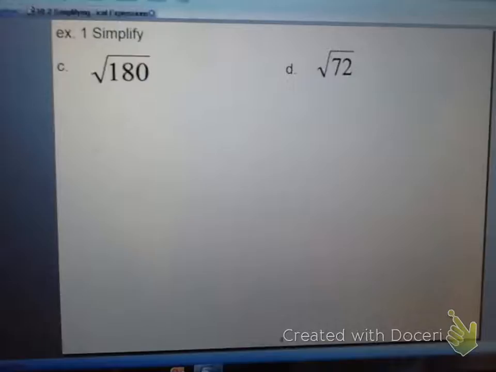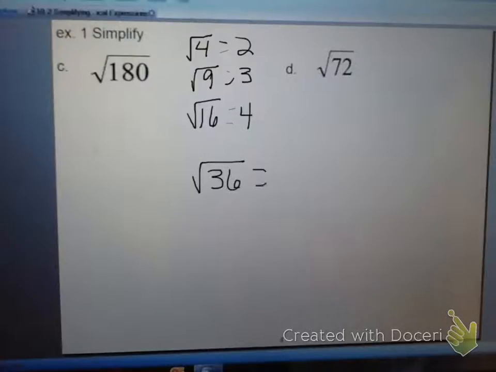Square root of 180. Well, again, I want to go through my perfect squares. Does 4 go into 180 evenly? It goes into it 45 times. If 4 goes, you should always try 16. So, 180 divided by 16 is 11.25. So 16 does not go. Does 9 go into 180? Yes, 20 times. So if 4 goes and 9 goes, then you know that 36 goes.